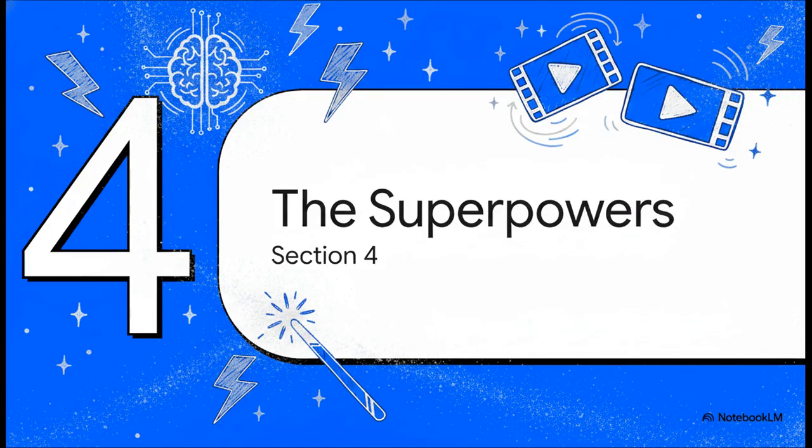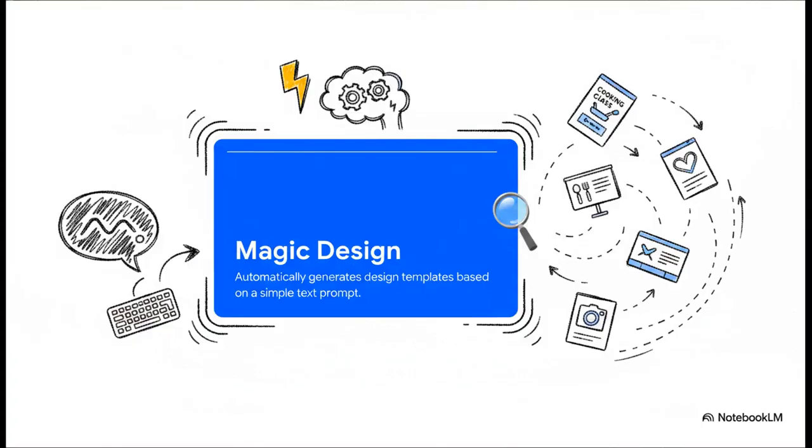Okay, let's get into the really fun stuff. Section 4, the superpowers. First up is this built-in AI feature called Magic Design. Guys, it is wild how this works. Imagine just typing a simple text prompt, like event flyer for a community cooking class. Magic Design instantly takes those words and automatically generates complete, varied design templates or even full presentation outlines for you. It builds the whole starting point in seconds, saving you hours of brainstorming.